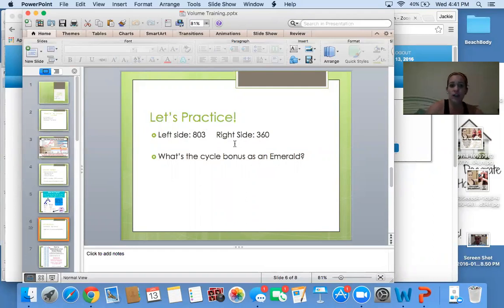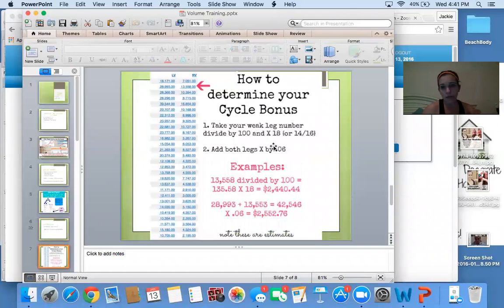So that's really a pretty easy way to do it. Again, if you have a massive downline somewhere along the way or as time goes on, I would just take your weak leg number, divide it by 100, and then multiply it by whatever cycle bonus you get, okay?